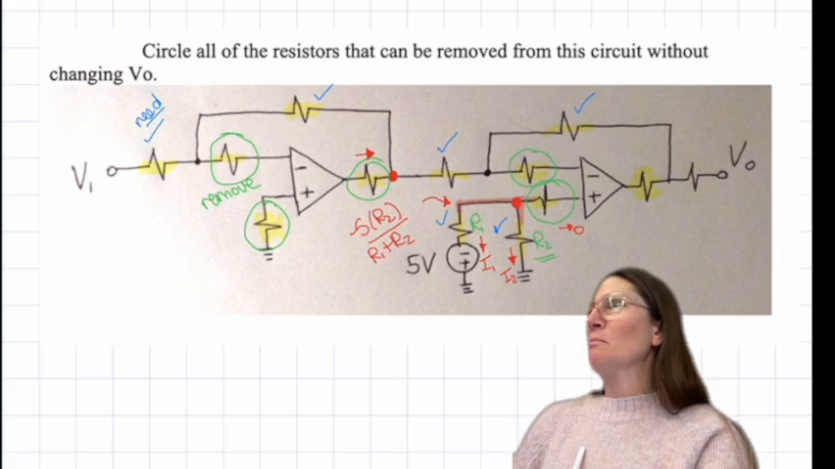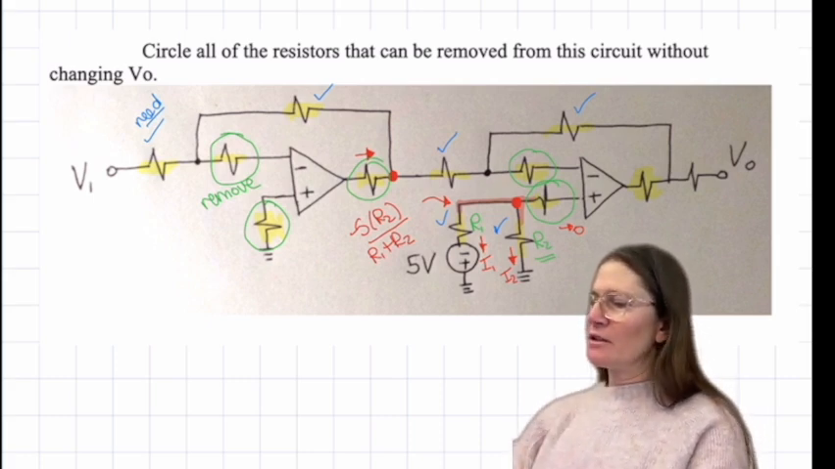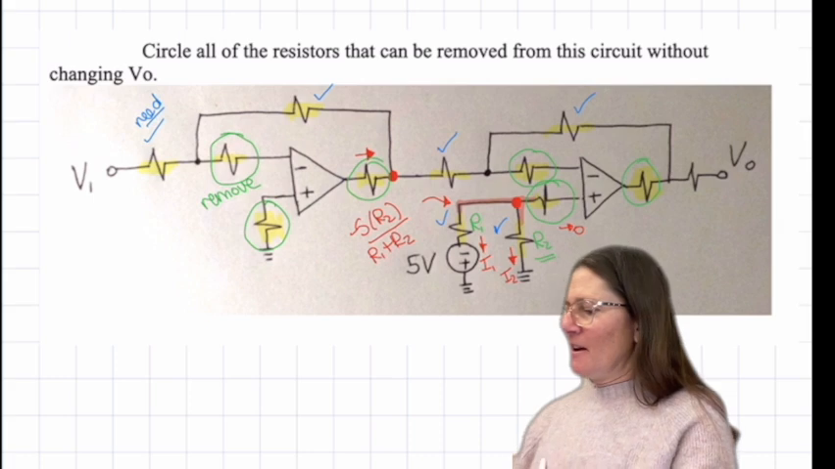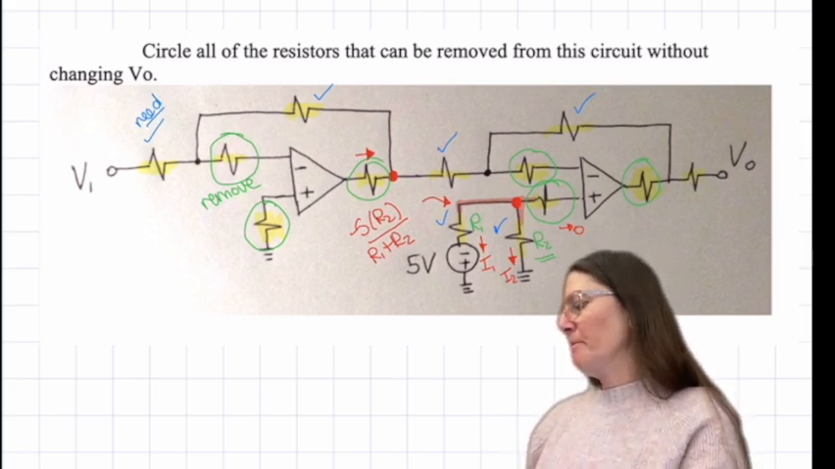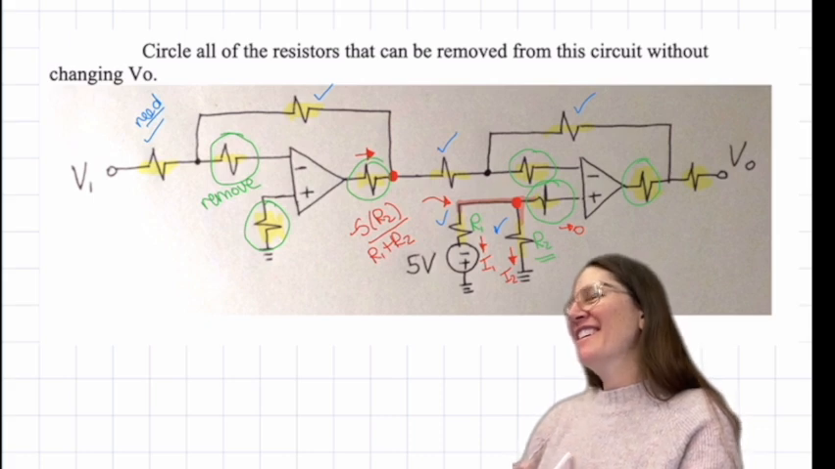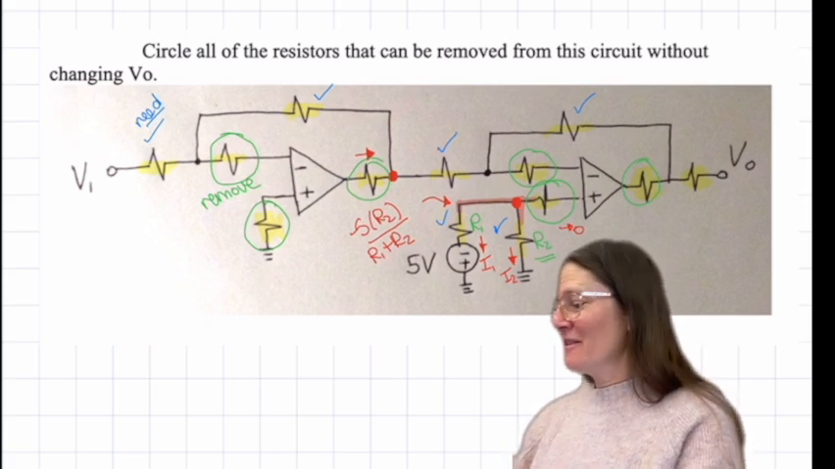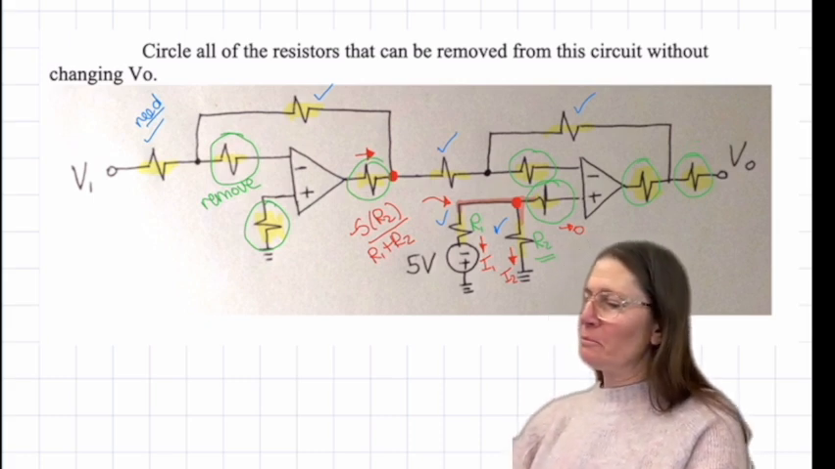Okay, what about this one? No. Correct. So we can remove this one. Oops. Green. All right, what about this one? Just the way it is, it could be removed, because it's floating, there's no current floating through there.